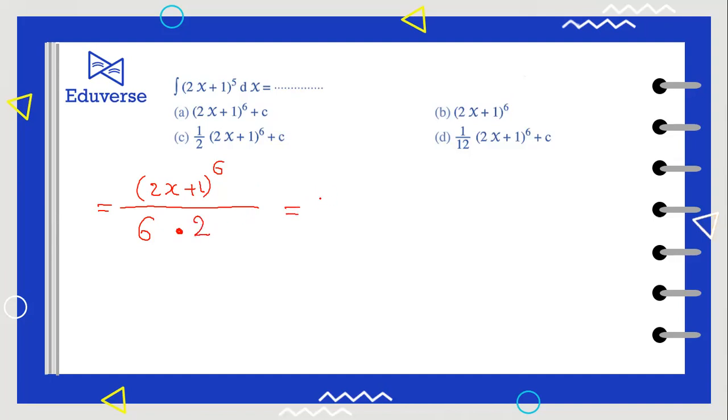Then the answer is 1 over 6 multiplied by 2, which is 12, multiply 2x plus 1 to the power 6. Don't forget the constant. I forget it here, but you don't forget it, okay? It's number D.